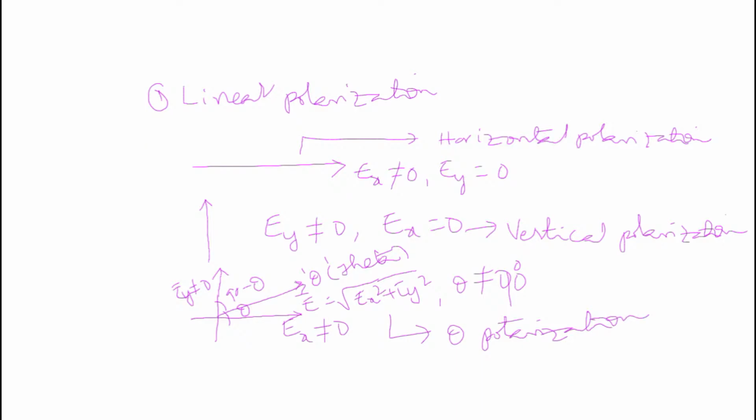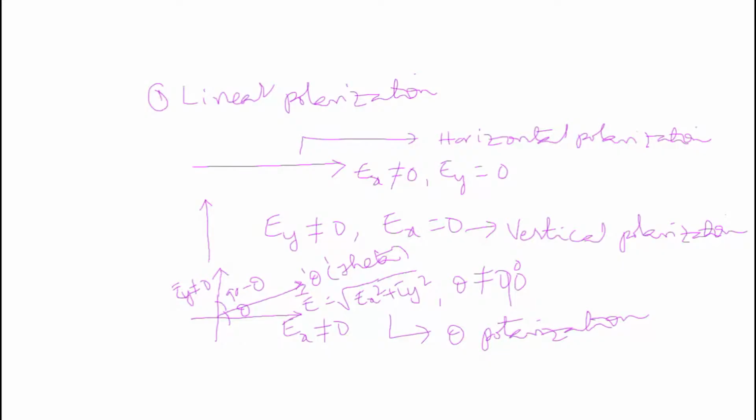So these are the different types of linear polarization. Horizontal polarization means the x component is present, that is Ex is not equal to 0, Ey equal to 0. Vertical polarization means Ey is not equal to 0, the electric field along the y direction is present, and the electric field along the x direction is 0. Coming to theta polarization, both Ex and Ey are present, and the angle represented in the diagram is theta, which is not equal to 90 degrees. That type of polarization is known as theta polarization.